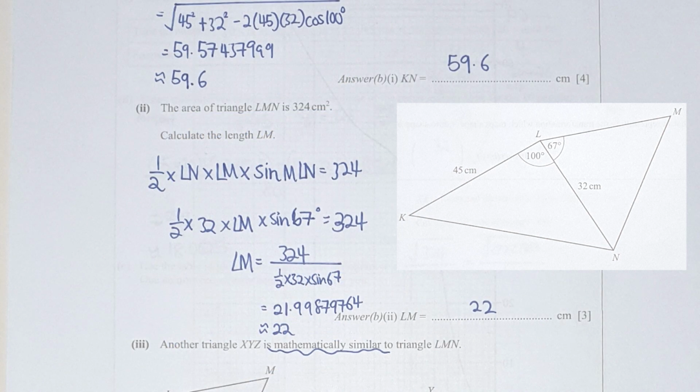So for part 2 of this question, identifying the angle, the area of triangle LMN. This one we are using half ab sine C. A here is the LN and B is LM over there. So your angle is 67. You run your calculation, you will get LM as 22 centimeters.